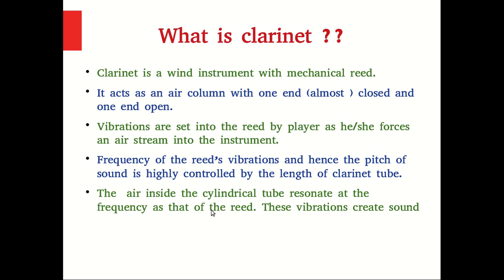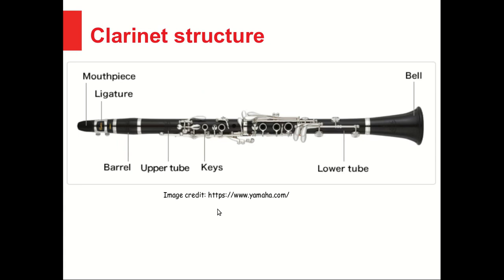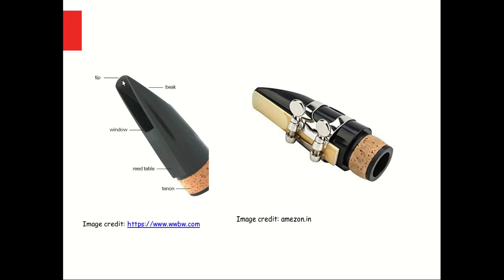Now what happens when somebody blows air into the mouth of this clarinet? This is the structure of the clarinet. You can see here there are various keys which could be opened or closed by the player. These are actually the finger keys. In the head part, there is a mouthpiece and various other features, but the structure of this mouthpiece is very important.